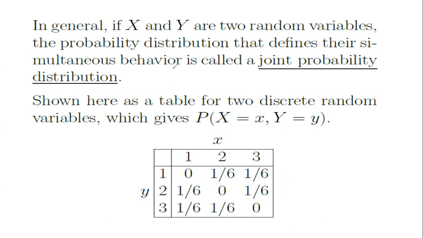behavior is called a joint PDF, okay? Or a joint density or a joint mass function, whatever. So here, for example, Y can take on 1, 2, 3, X can take on 1, 2, 3, and here I have listed all the probabilities.